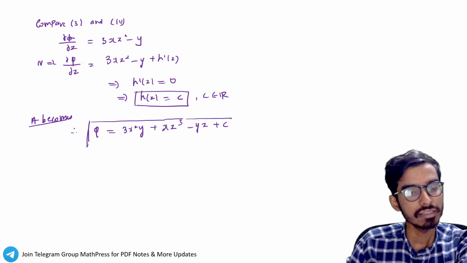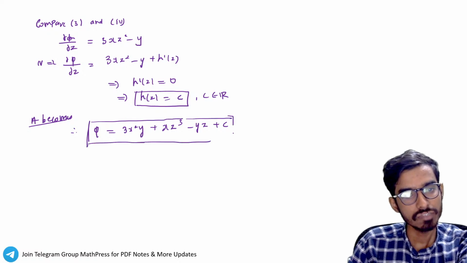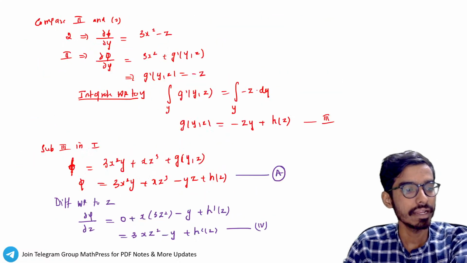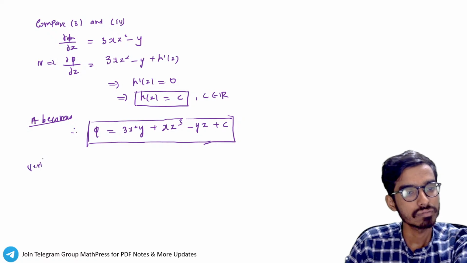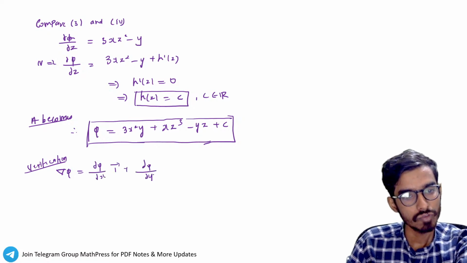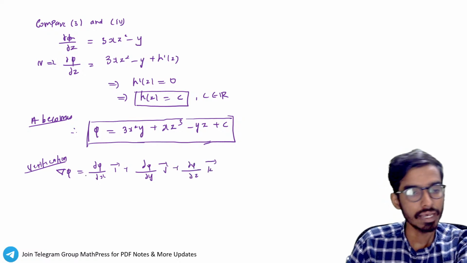Now you can check this, right? You just find the gradient of this function. You will get the given answer. You can verify this. So you just find del phi. So del phi is dou phi by dou x i vector, dou phi by dou y j vector, dou phi by dou z k vector.